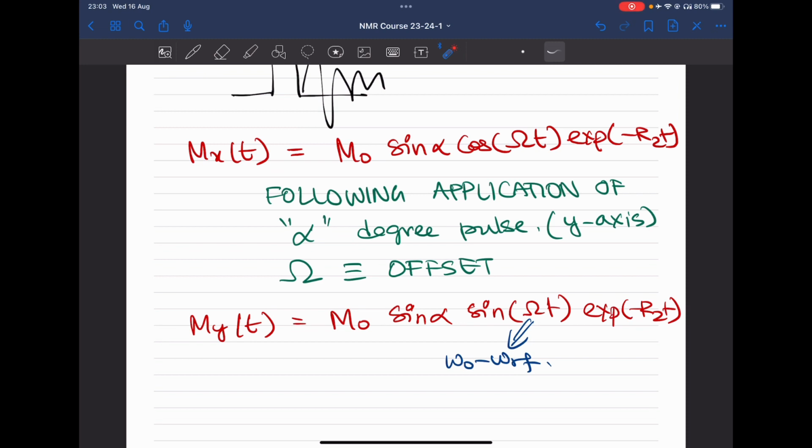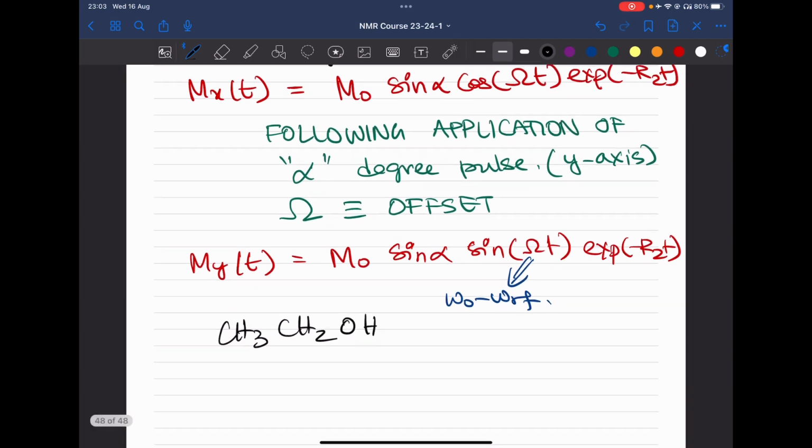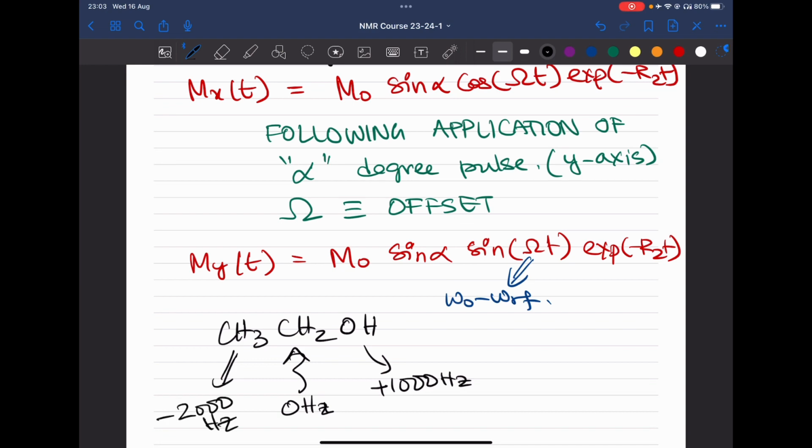Recollect the example of ethanol that we saw, CH3, CH2OH. If you end up setting this as the offset, we said OH will be at say plus 1000 hertz and CH3 will be at minus 2000 hertz because of the chemical shift difference of the methyl, methylene and the hydroxyl protons. This is what we started the entire lecture with.